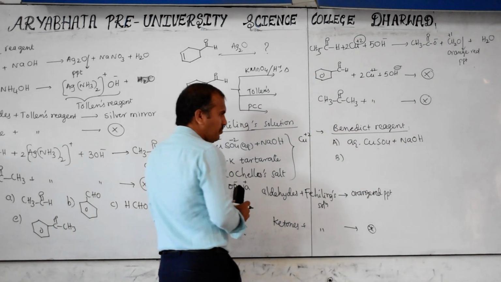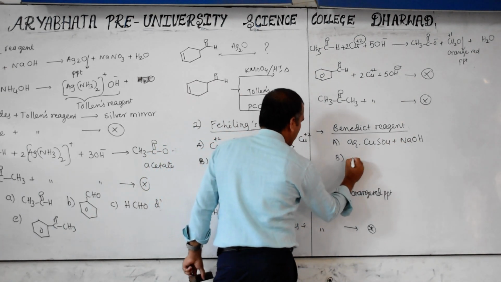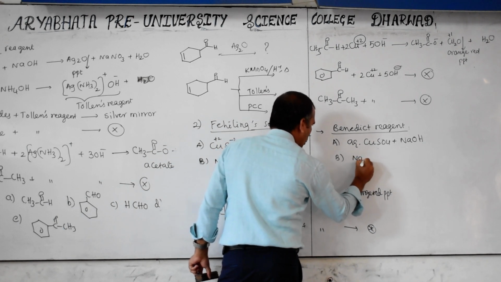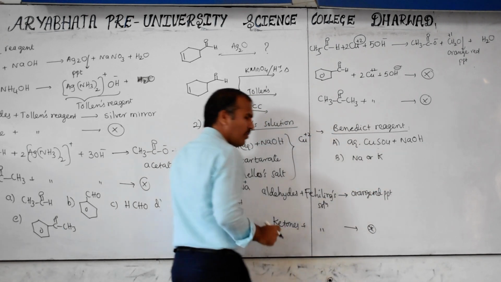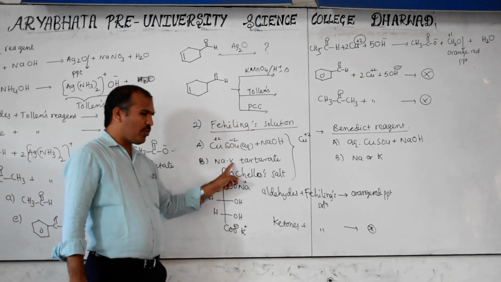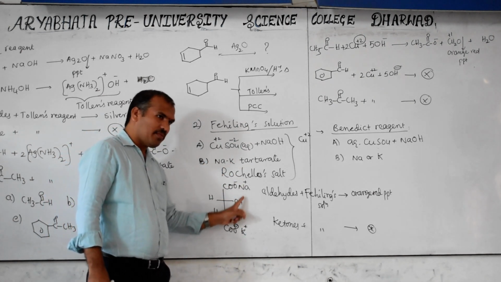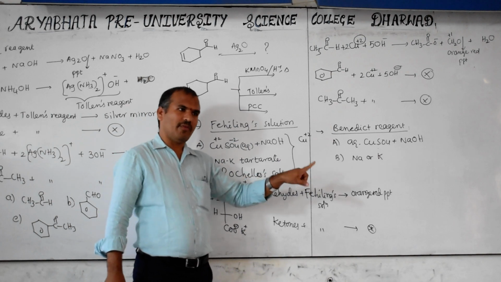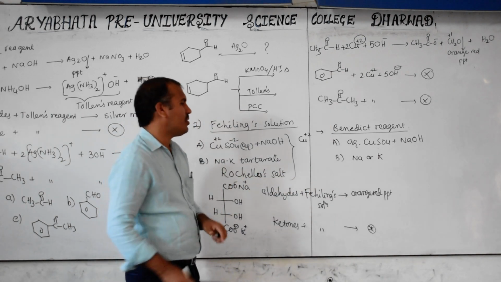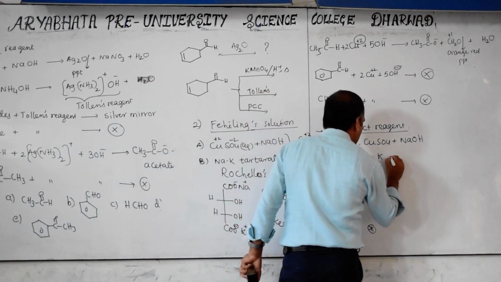Next, solution B is called sodium potassium. It means both will be there in the formula, but here anyone, sodium or potassium, sodium or potassium citrate.